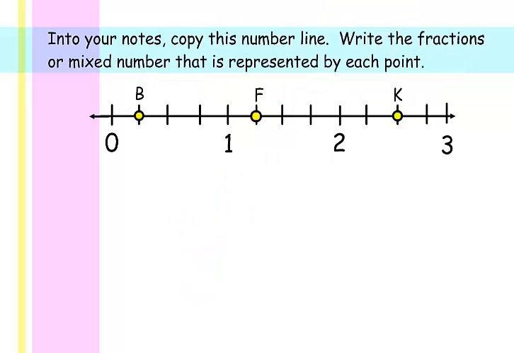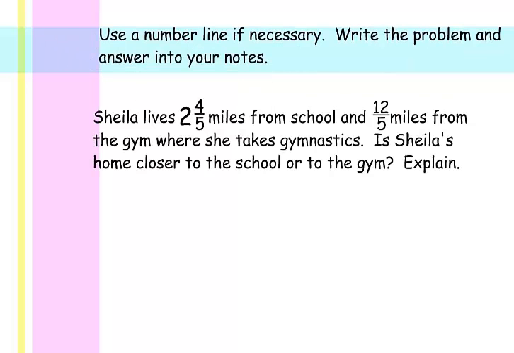Into your notes, copy this number line, write the fractions and mixed numbers that are represented by each point. Go ahead and first figure out the sections, and then write down the fractions on your number line. That's going to help you to figure out the points of B, F, and K. You may pause the video now. Use a number line if necessary. Write the problem and the answer into your notes. You don't have to copy the words down, but just write down the fractions to show the work.